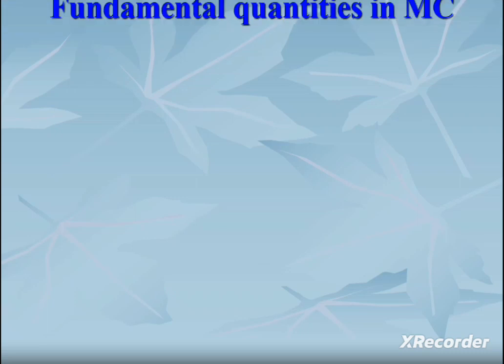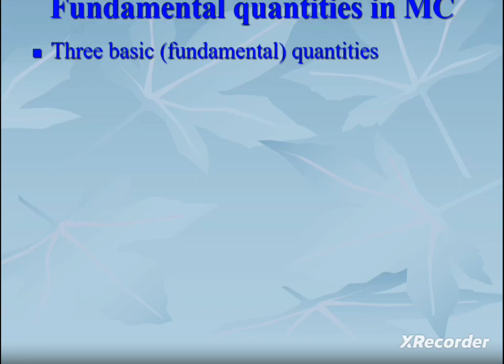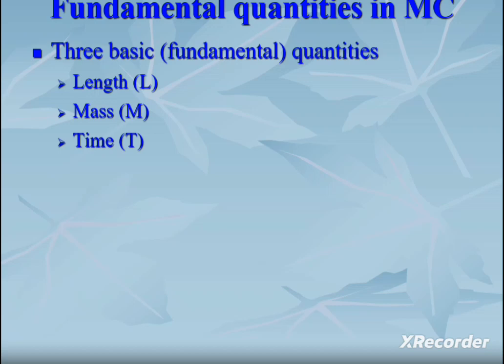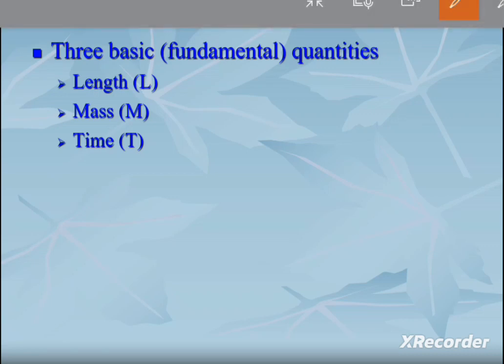So we move on to fundamental quantities in mechanics. In mechanics, there are three physical quantities which are fundamental or basic quantities: length, mass, and time. In other words, in mechanics you can only measure length, mass, and time. These are the only things that you can measure.